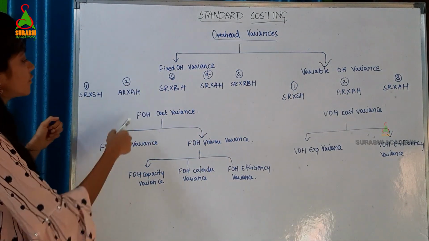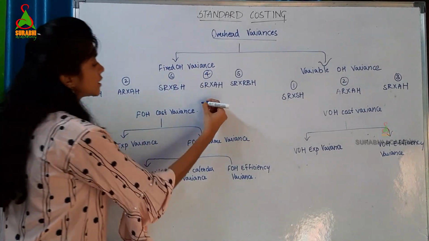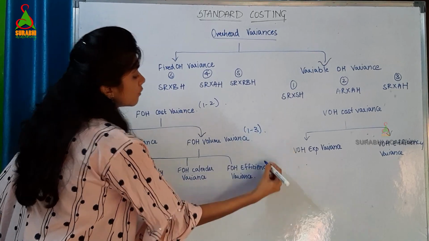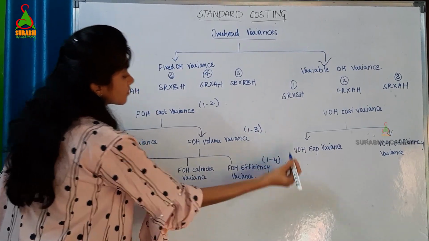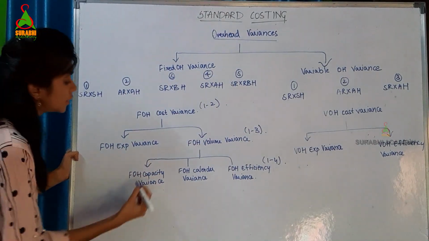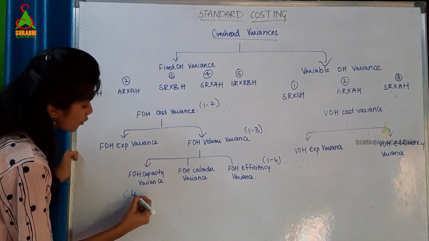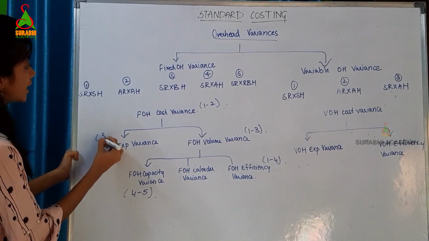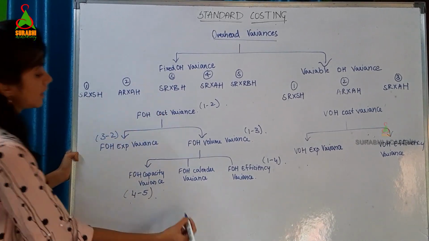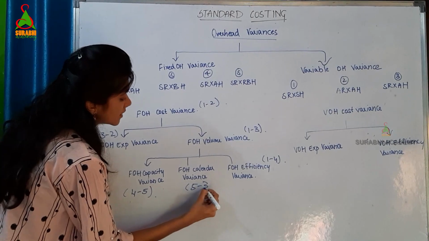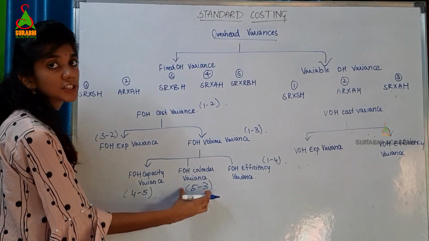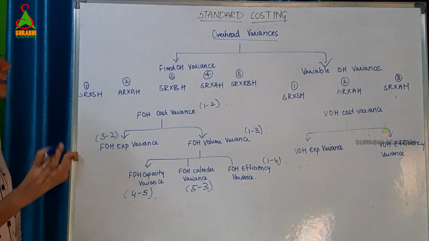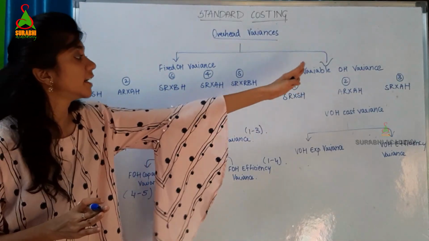Again, same way. To find out fixed overhead cost variance, 1 minus 2, 1 minus 3, 1 minus 4 here. Again, here you have to remember that 4 minus 5, and here the same thing, 3 minus 2. And this one 5 minus 3. Only the middle one will be changing, that is 5 minus 3. Rest all will be the same.